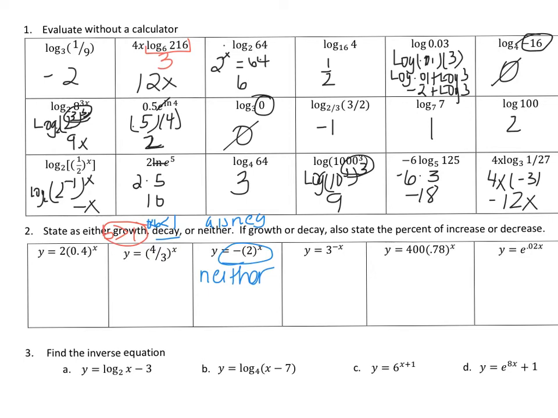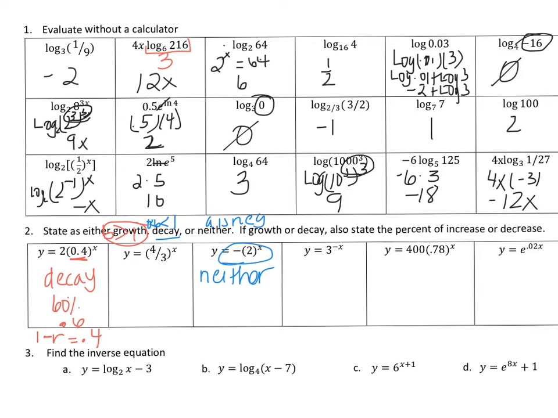So when I have the B term, that's looking at this term. That number is between 0 and 1, so it's decay. And the percent decrease, we need to think of that as our equations for word problems, 1 minus r. And so our actual percent of decrease is 60%, or 0.6. Because 1 minus r is equal to 0.4. So r is 0.6.